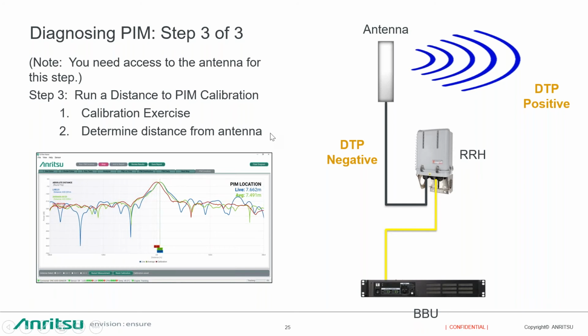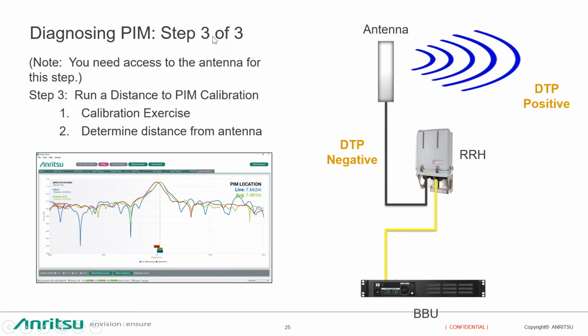If you don't have access to the antenna, there isn't any way to do this distance to PIM diagnosis. So you're maybe a little bit blind, but you're still way ahead of the game because you've been able to do the first two steps and determine whether it is internal or external, and determine how much of the desense you have and how much of each transmitter is contributing to your PIM on any particular uplink. So this is the diagnosis phase.